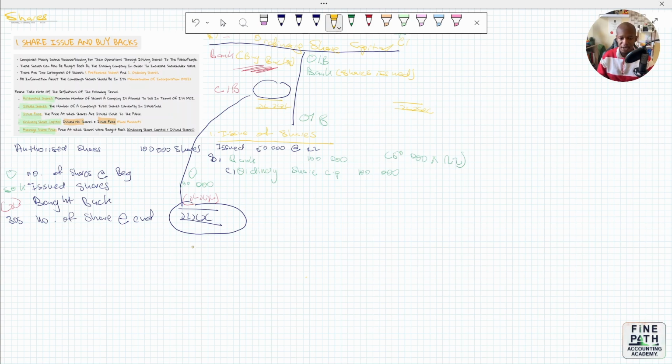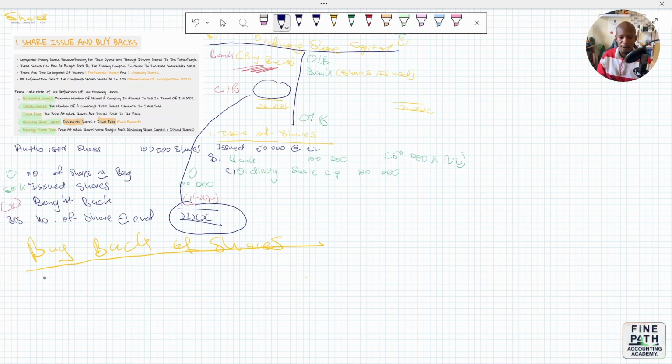So let's say here it's the buyback of shares. I want us to do just a mini example. Okay, so let us start.